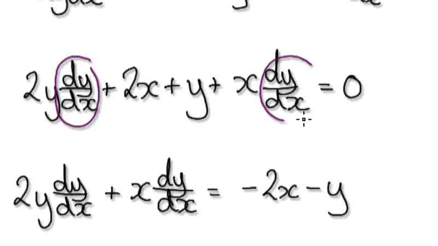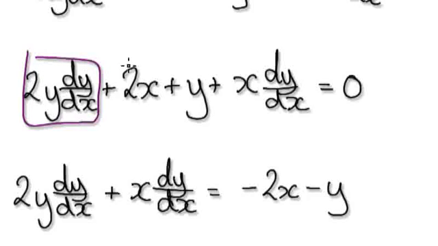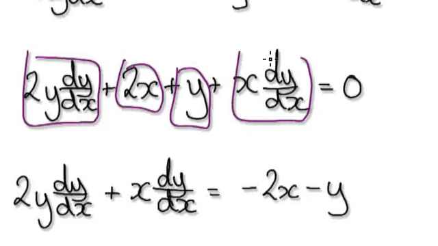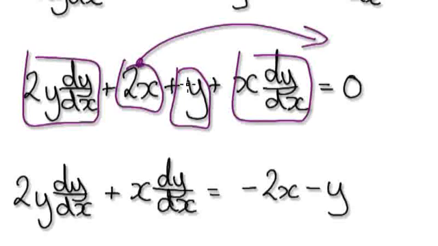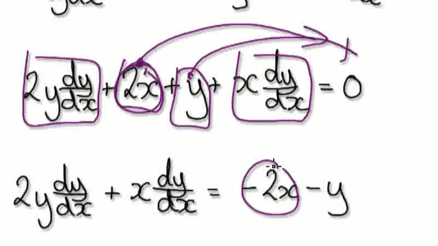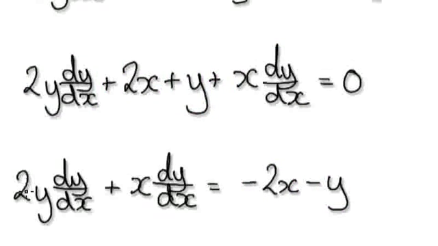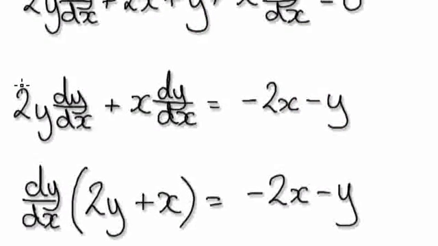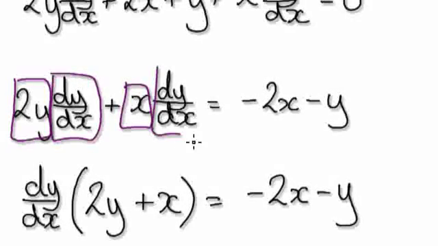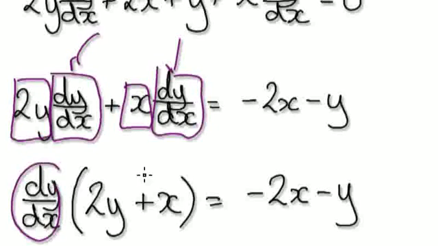You're trying to get dy by dx on its own. So at the moment you've got this block plus this block plus this block plus this block here. Get rid of these two over to the other side, and then later factor out the dy by dx. So take away 2x, and then take away y. That will then give you this. Now you can imagine this block times this block plus this times this here. This is in common. This is in common. Factor out the dy by dx. That will give you this.